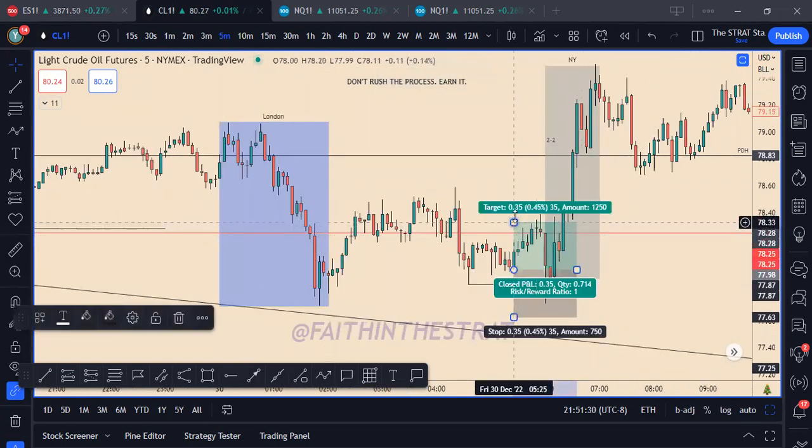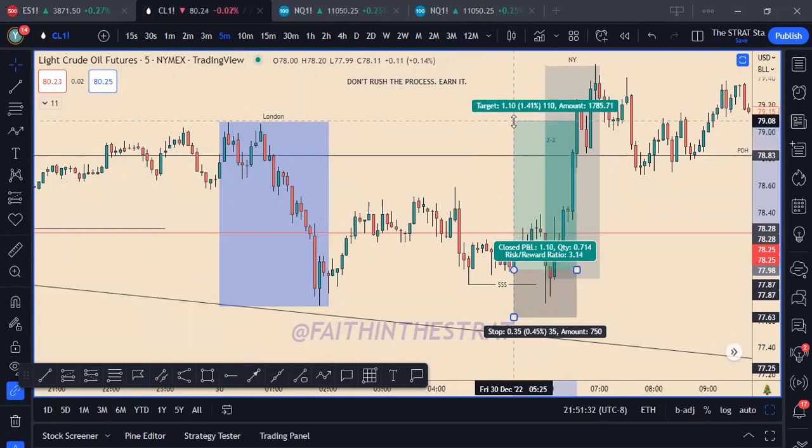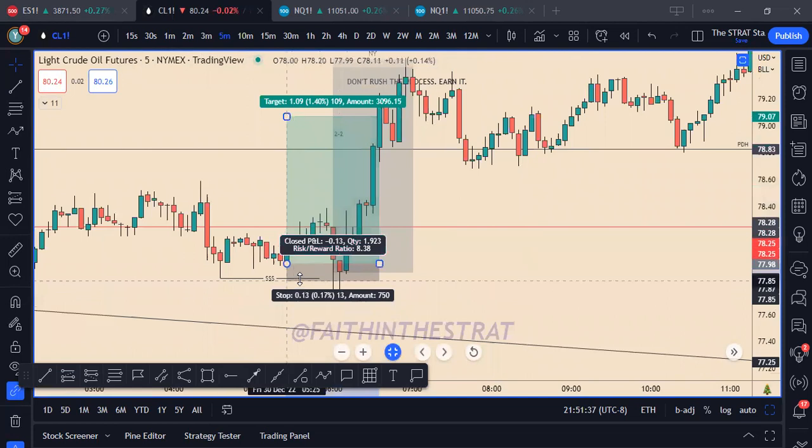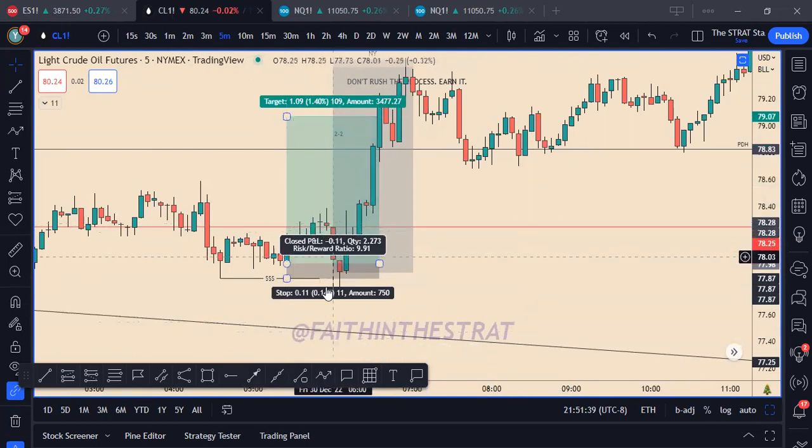So they're probably taking entries like this. And if you're a traditional ICT trader, you're going to be targeting this high and possibly London's high. What happens? We open, the volatility kicks up, we run their stops. Then price moves up.